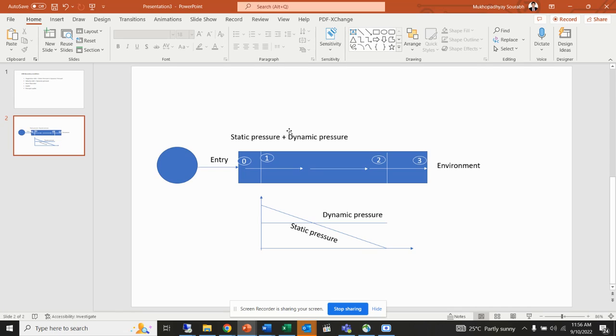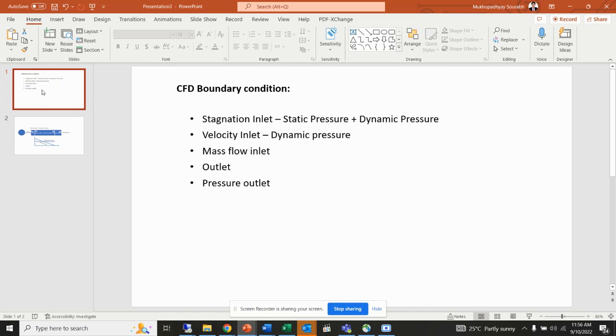It subtracts the static pressure, or system resistance, from the total pressure, and it gets the dynamic pressure, and accordingly it calculates what mass flow is traveling through this. Okay. That is the way the stagnation inlet is defined. Next step is the velocity inlet.